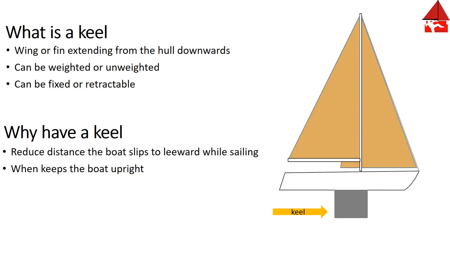Now sailboats have keels to reduce the amount of slippage to leeward, and leeward is the opposite side of the boat from where the wind is coming from.